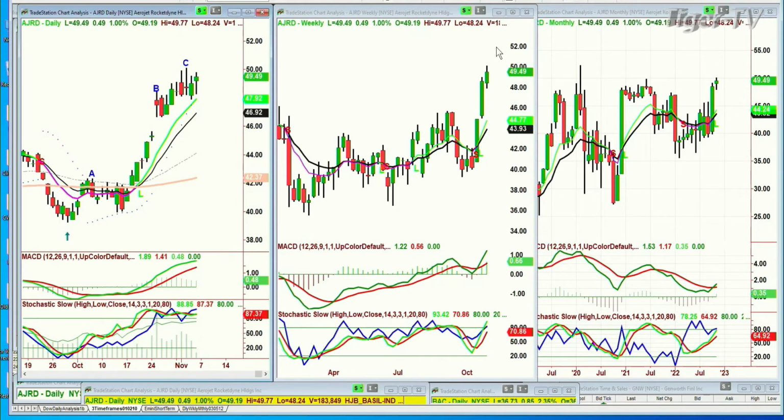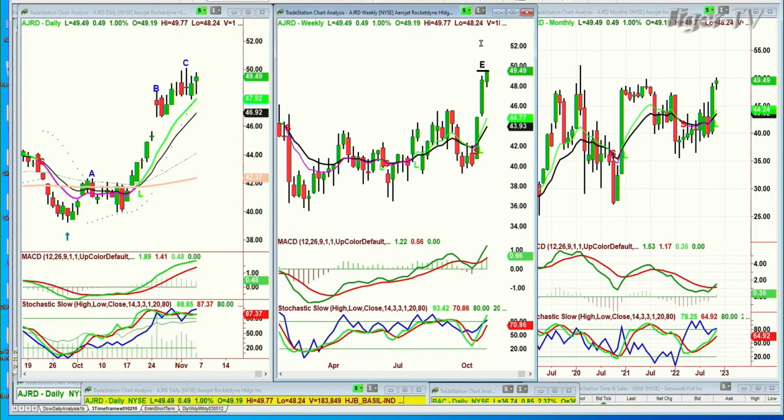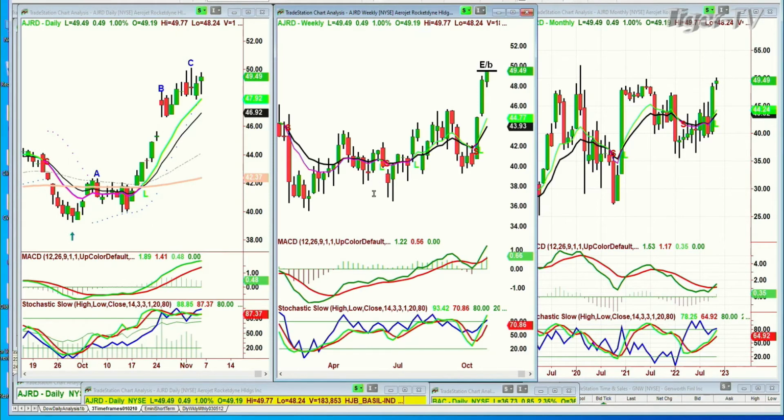This move up now is either, I usually do an alternate count when it breaks out like this, saying it could be old E, but at the same time, it could be brand new B. You've got to do some assessment, but the daily chart is going to give you more of that information. And the monthly chart is really choppy. This is something that you have to strap your seatbelt on, right?